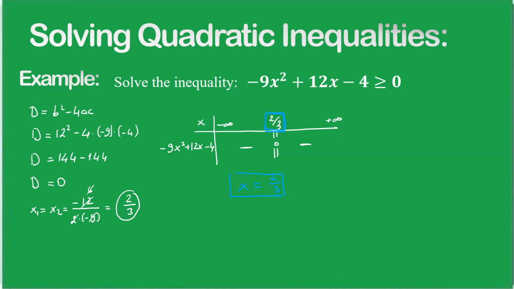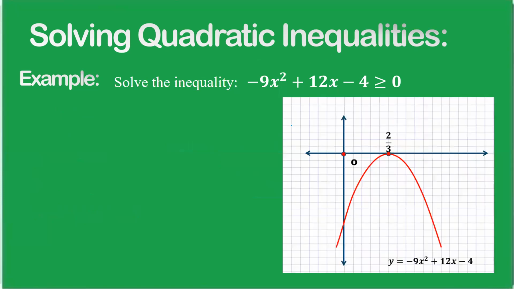You may try, for example, inserting 1 instead of x. Let's try. If I write 1, it becomes minus 9 plus 12 minus 4, so it is minus 13 plus 12, which is minus 1. Minus 1 is not greater than or equal to 0. You may insert 0 also: minus 4 is not greater than or equal to 0. It is also wrong, so 0 is not a solution. And so all these numbers are not solutions. Just here we have only one solution, and it is 2 over 3.